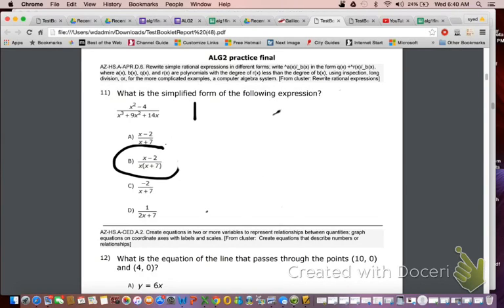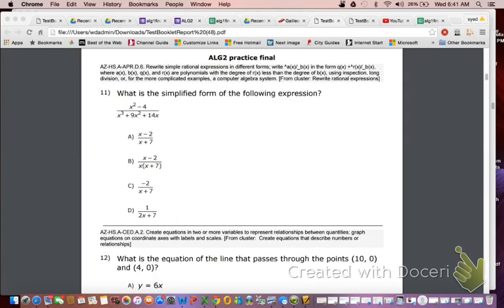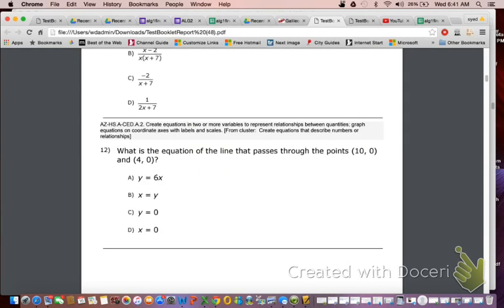I have 10, 0 and 4, 0. And this is actually an easy problem because, think about it. I have 10, 0, and then I have 4, 0. So the equation has to be this. So it has to be, I think it's y equals 0. So it has to be C.